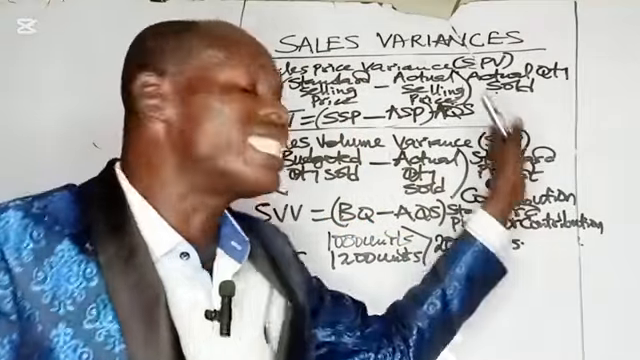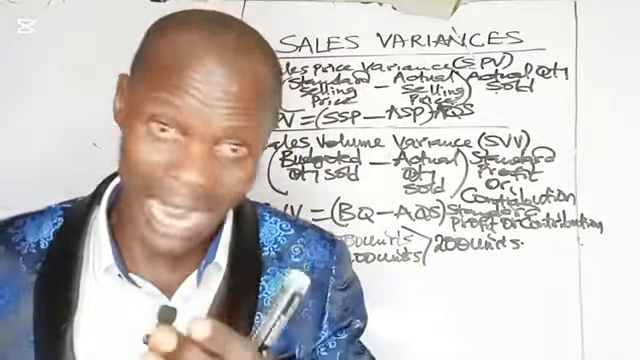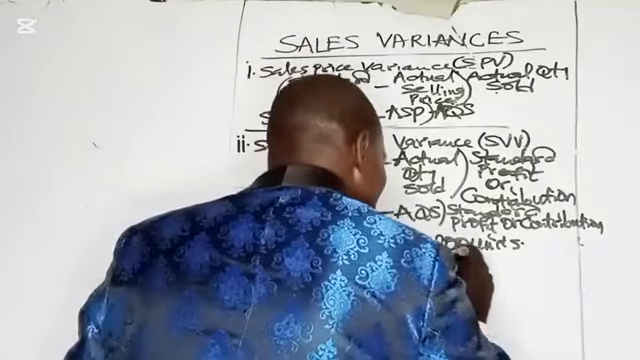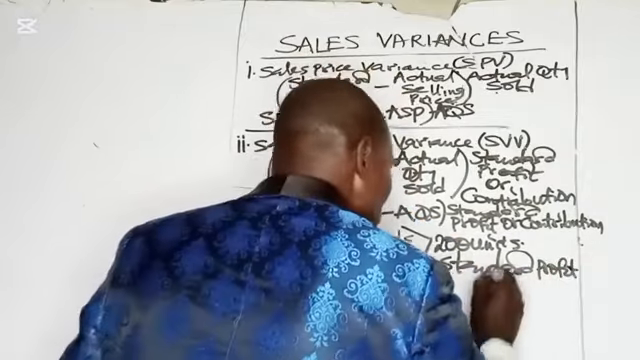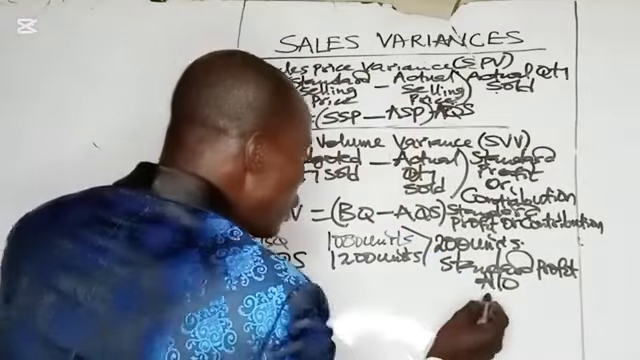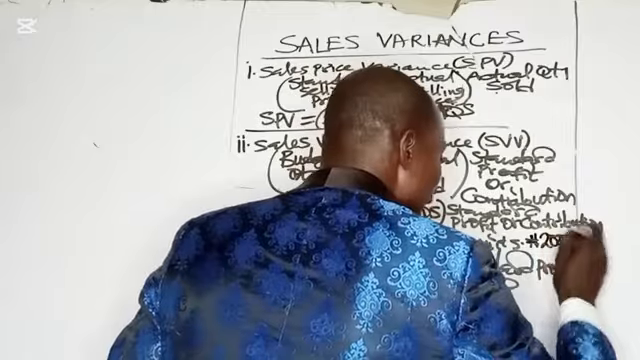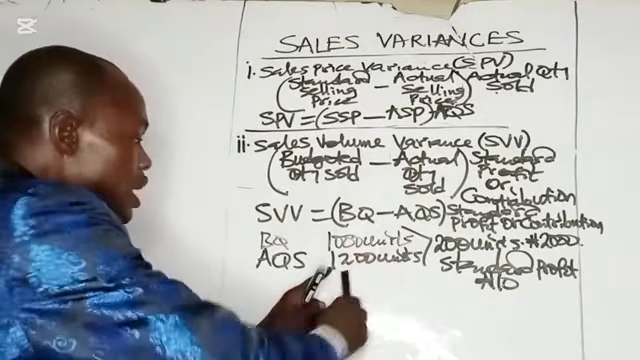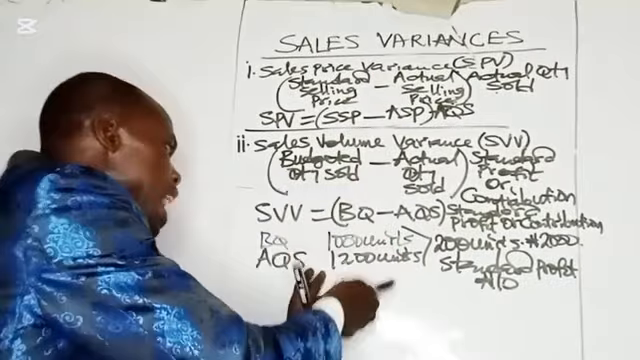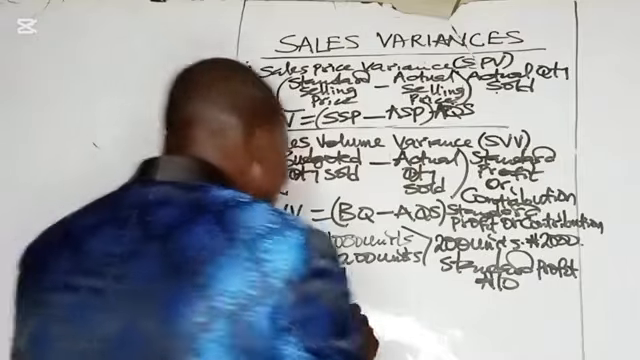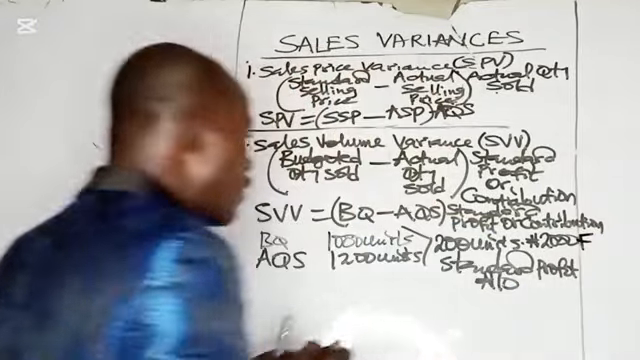You now multiply it by the weight. I've told you the weight can be standard contribution or standard profit. If it is standard profit, that is the profit for a unit of the product. Let us assume it is 10 naira. Therefore, you have 10 times 200, giving us 2,000 naira. The variance is favorable because you will get more revenue, since you have been able to sell more than planned. That means you have a favorable variance of 2,000.